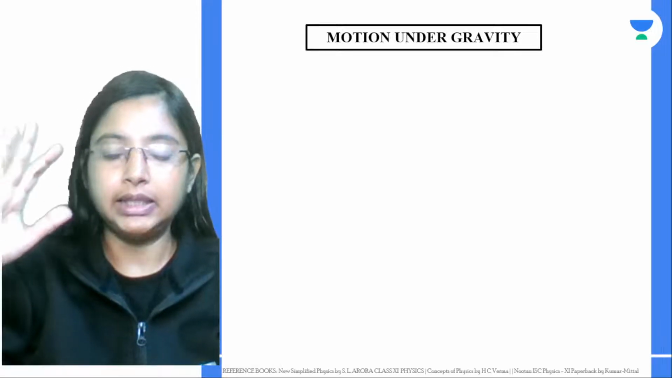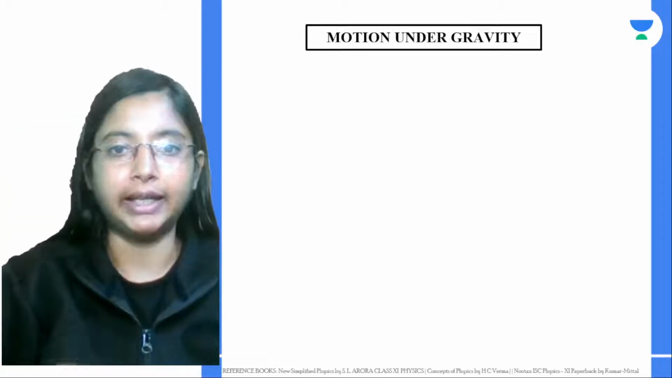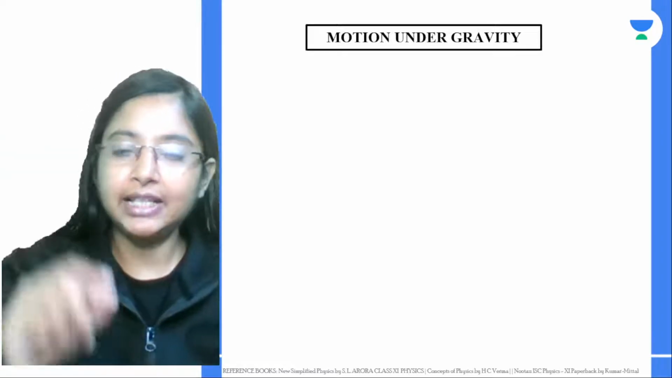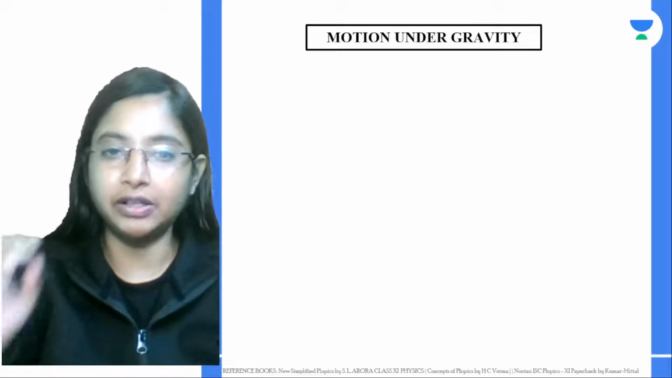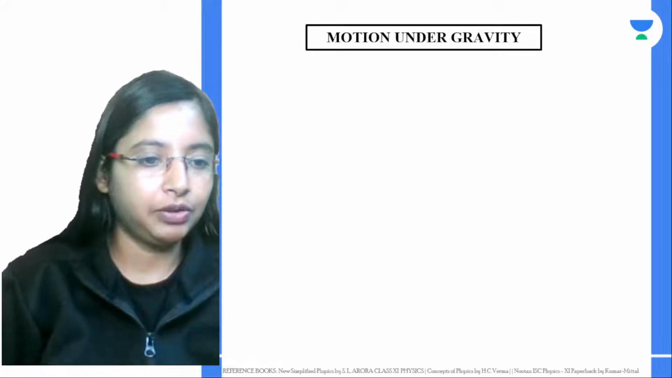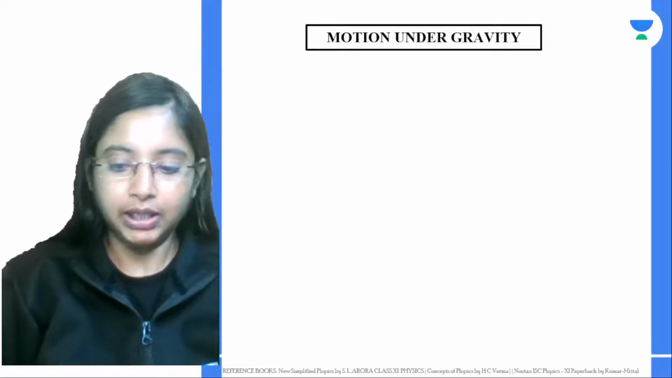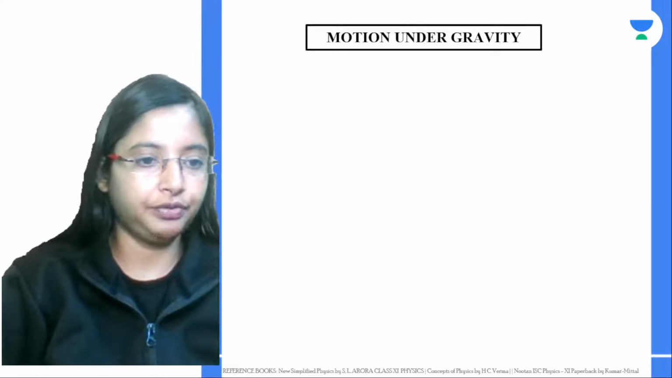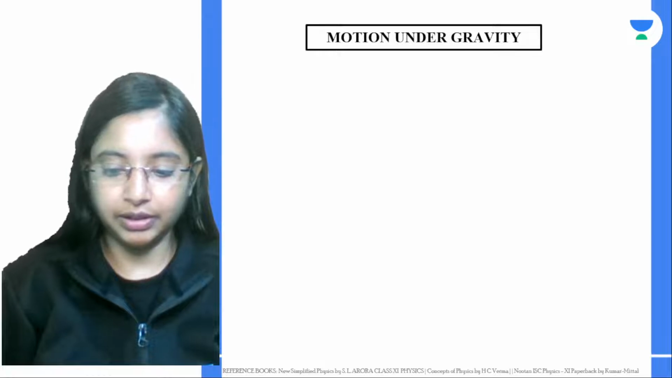Now, whenever an object falls towards the earth because of gravity from a particular height, we say the object is under free fall. The acceleration the object has because of gravity, we call that acceleration due to gravity, and that acceleration is given the value g. Now, what will happen to the equations of motion for an object under free fall? You will have the same equations.